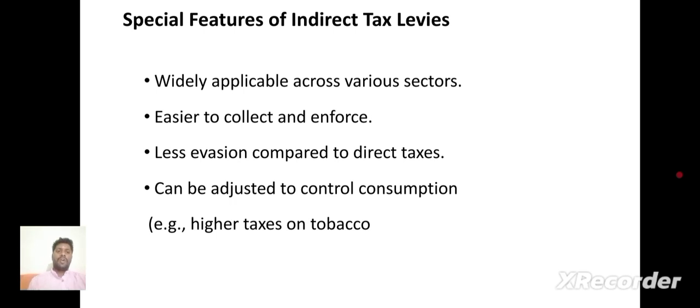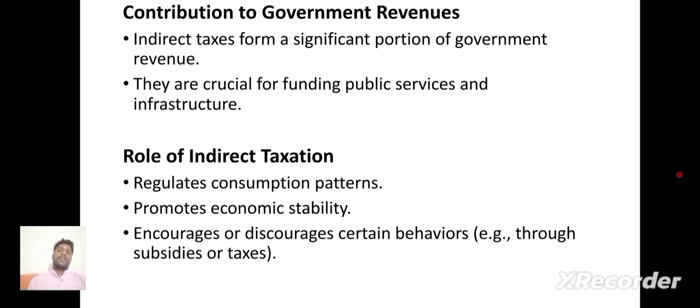Special features of indirect tax levies: widely applicable across various sectors, easier to collect and enforce, less evasion compared to direct tax, can be adjusted to control consumption. Example, higher taxes on tobacco. Contribution to government revenues: indirect tax forms a significant portion of government revenue. They are crucial for funding public services and infrastructure.